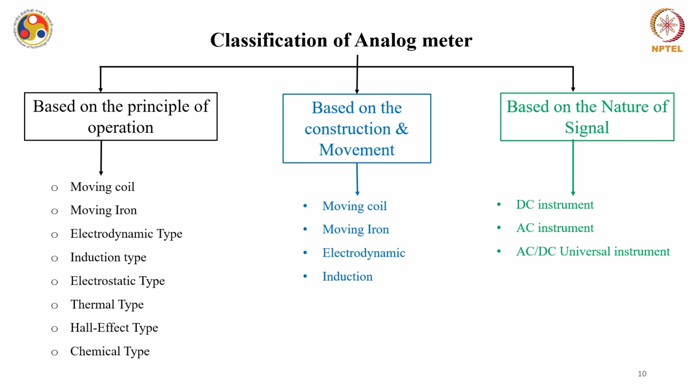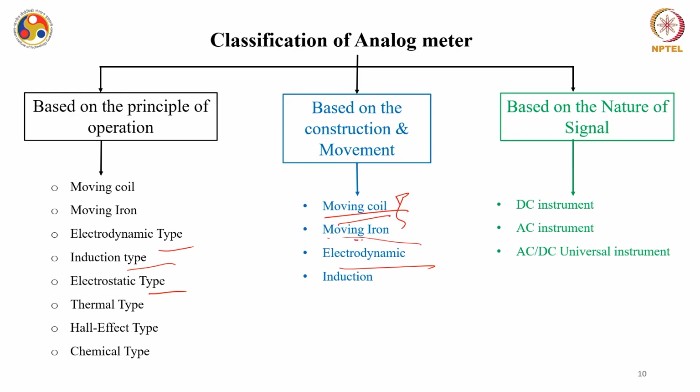We have also seen that based on principle of operation, we have moving coil, moving iron, electrodynamic type, induction type, electrostatic type, thermal type, those kinds of devices in detail. And based on the construction and movement, we again have moving coil, moving iron, electrodynamic, induction, different kinds of instruments. Their constructions were totally different, although the principle remains more or less similar.